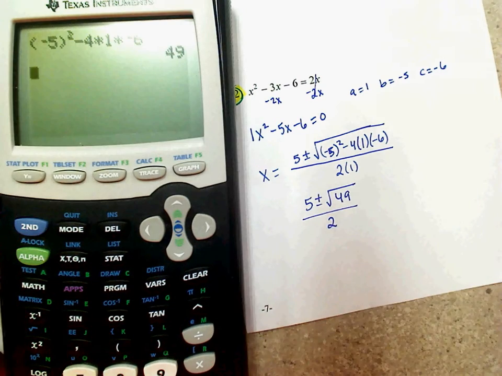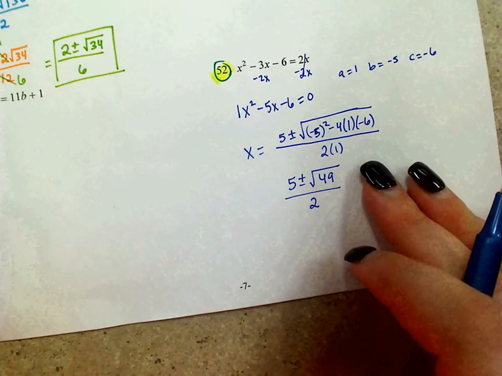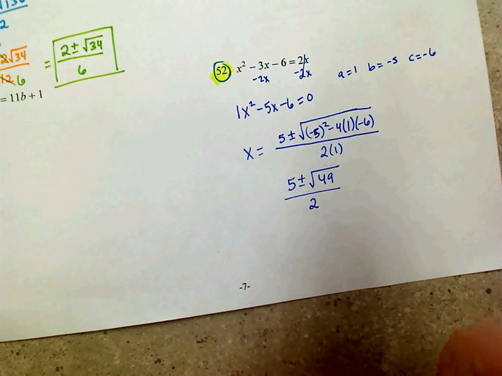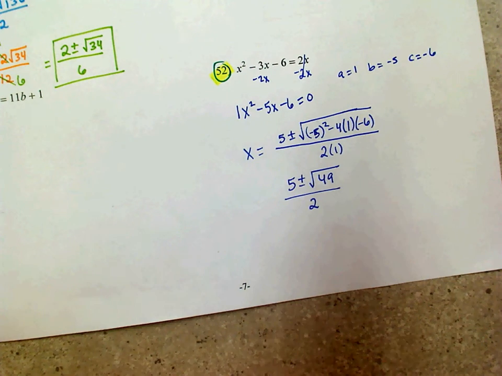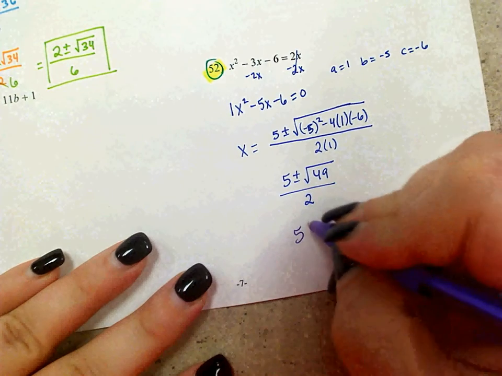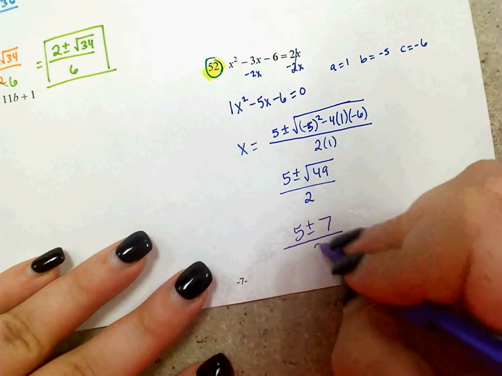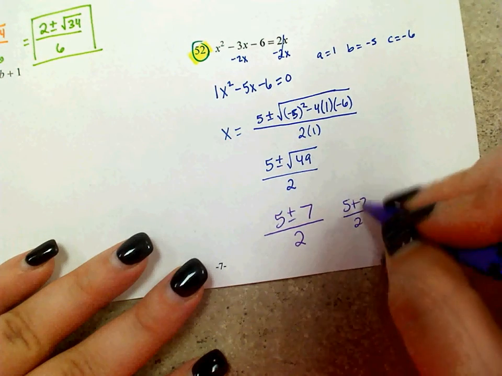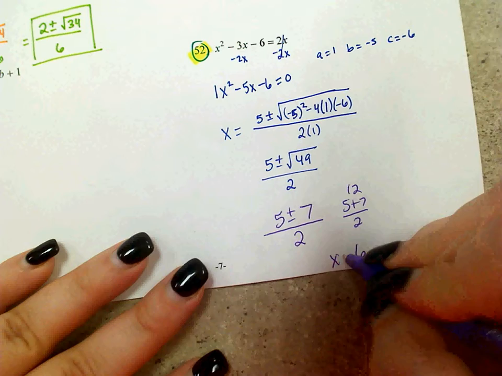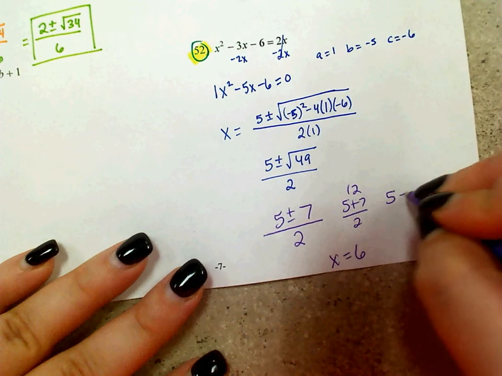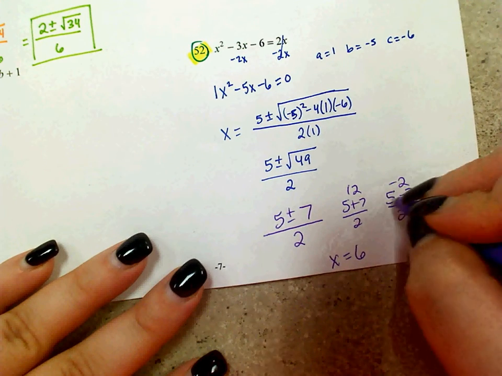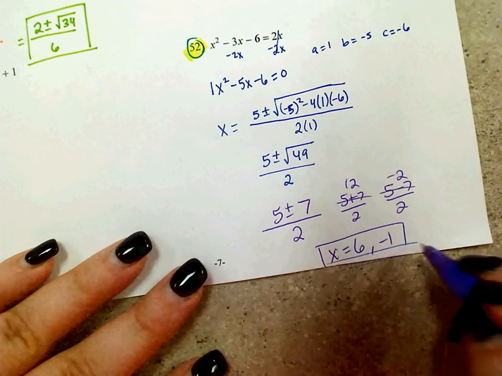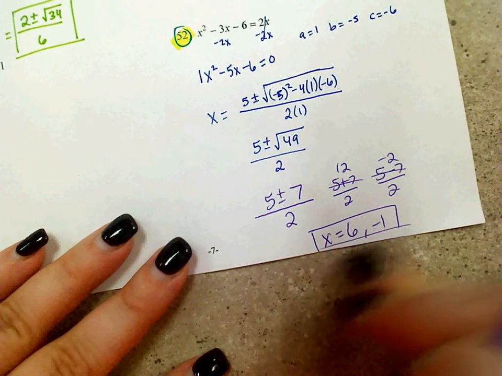Okay? Well, you're not done in this case because we should always check to see if you can simplify. But 49 is actually a perfect square. And the square root of 49 is 7. So this is 5 plus and minus 7 over 2, which literally means one of my answers is 5 plus 7 divided by 2, which is 12 divided by 2, which is 6. And the other answer is 5 minus 7 divided by 2, which is negative 2 divided by 2, which is negative 1. So my two answers are this. Okay? There you go.